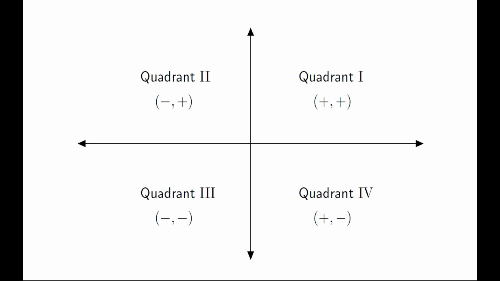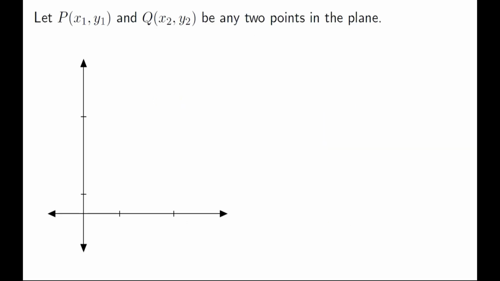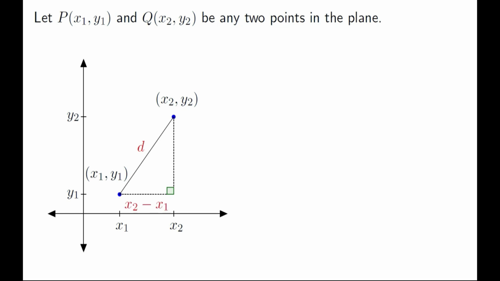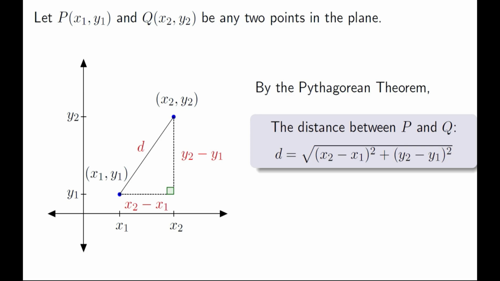Alright. Let's talk about distance between 2 points. Let P and Q be any 2 points in the plane. The undirected distance, or simply the distance between these points, is denoted by d. The distance between the abscissas can be expressed as x2 minus x1, while the distance between the ordinates can be expressed as y2 minus y1. Since we have formed a right triangle, this allows us to obtain the value d using the Pythagorean theorem.